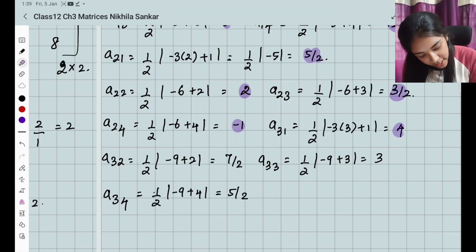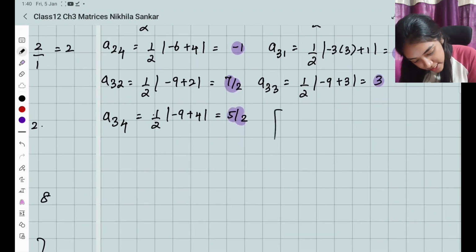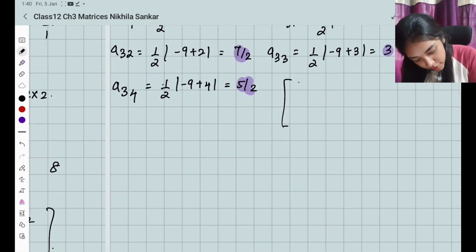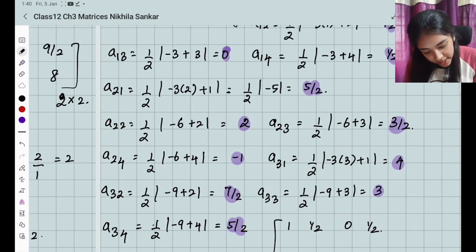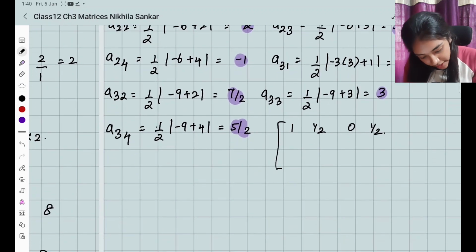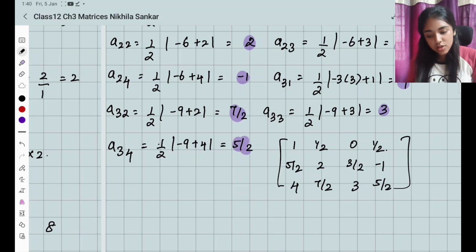Now the third row elements are 4, 7 by 2, 3, 5 by 2. Okay, that's all 3 rows. So let me write the matrix. What are the values? First row is going to be 1, half, 0, half. Second row, what do I have? 5 by 2, 2, 3 by 2, minus 1. Third row is going to be 4, 7 by 2, 3, 5 by 2. Take the correct values and write them.